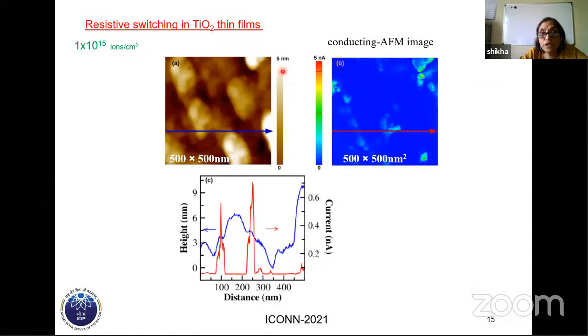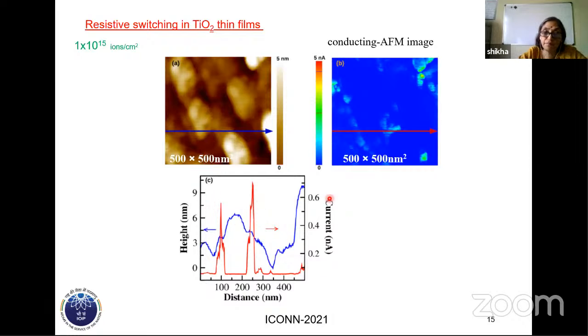Now, once we go to the resistive switching of these same films, the surface of these films has nanostructures on top. And this is atomic force microscopy. So we are measuring the forces between the tip and the surface. And this is the same image, but here we are looking at the conducting properties, the IV properties of the surface. The lighter regions are showing that the current is flowing.